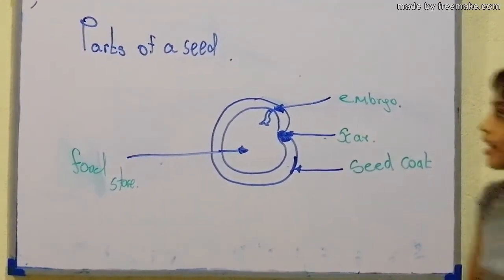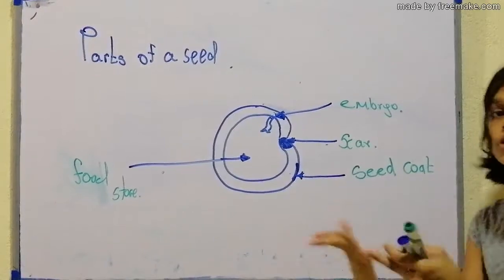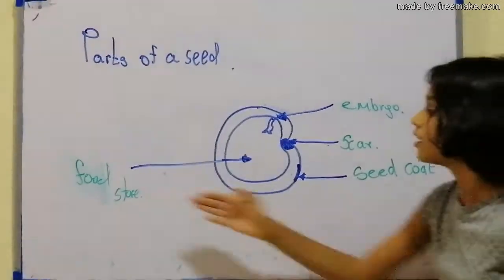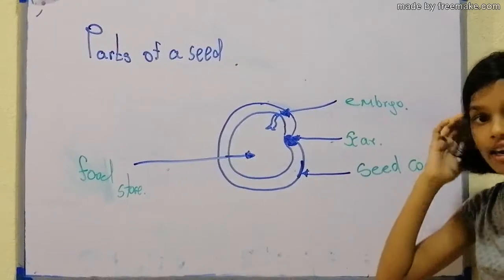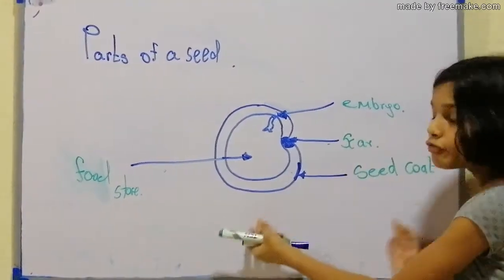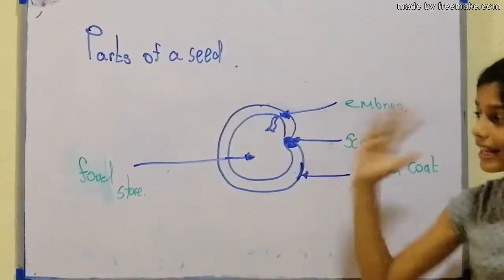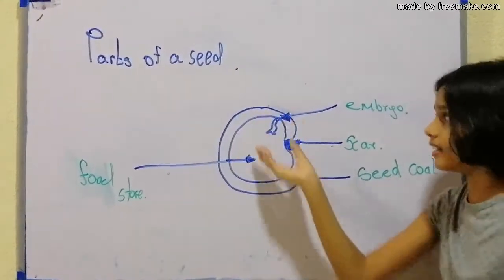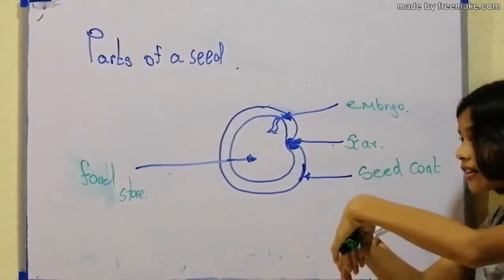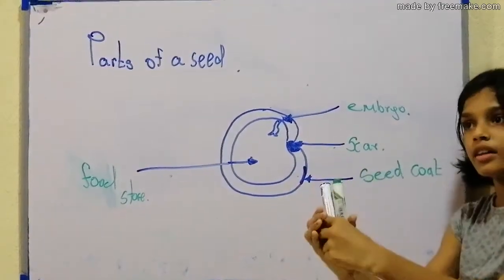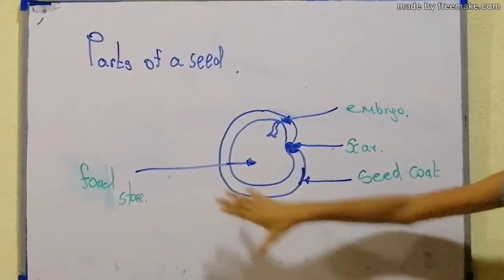Now I'll explain what the food store does to the embryo. The embryo is the baby plant, which in the future will be a tree or a plant. The food store gives nutrition to the embryo. Why? As we know, before the seed is buried into the soil, it does not have any nutrition. So the food store is feeding the embryo to keep it nourished. When it's in the soil, it will get more nutrition from the soil, minerals and all, and it will grow into a plant.